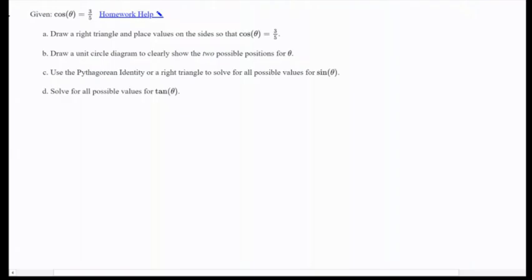So this one here is asking us to answer some questions about an angle if we're given that cosine of that angle is 3/5. So it starts to say by drawing a right triangle, place values on the sides so that cosine of theta equals 3/5. So right triangle looks like this. If I have this angle here, cosine is the adjacent side over the hypotenuse. Hopefully you understand that this is not to scale, but that's my general right triangle that is for A.